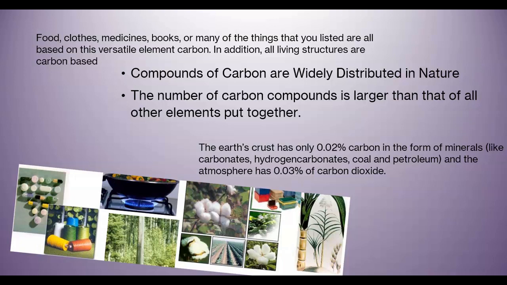Of course, there are 118 elements in our periodic table. I will show you the periodic table in the coming slide. One more thing I want to tell you: in the earth's crust, there is only 0.02% of carbon, in the form of minerals like carbonates, hydrogen carbonates, coal and petroleum. And in the atmosphere, there is about 0.03% of carbon dioxide.